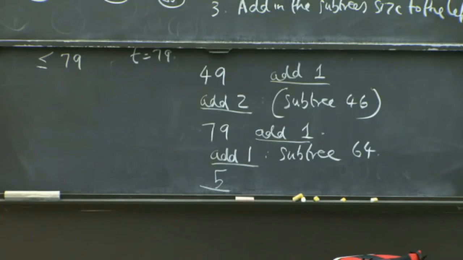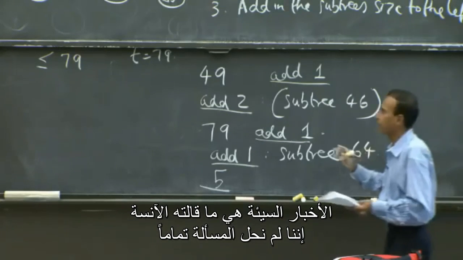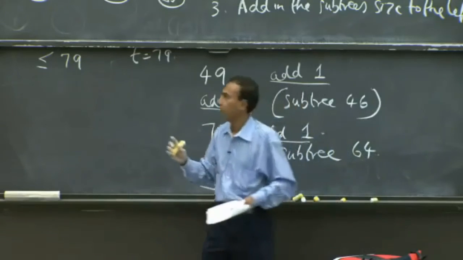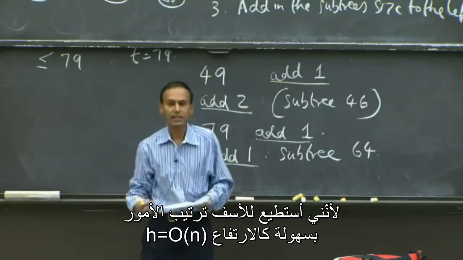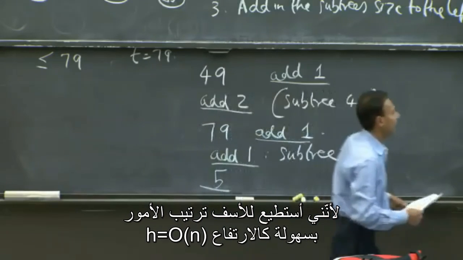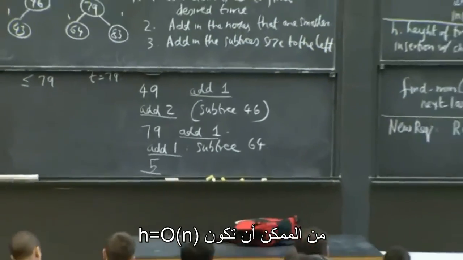Okay? So what's the bad news? The bad news was what this lady said up front, which was we haven't quite solved the problem because, sadly, I could easily set things up such that the height h is order n. H could be order n.